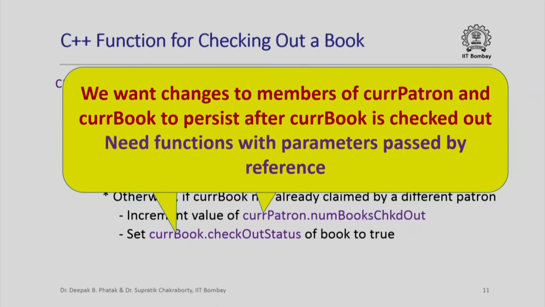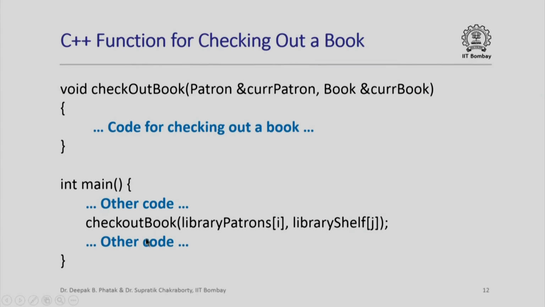So we would need a function which would take current patron and current book as parameters, but we would like to pass these parameters by reference, so that whatever updates this function is doing to the members of current patron and current book, these are actually visible to the calling function after the function for checking out a book returns. So this is how our program might look like.